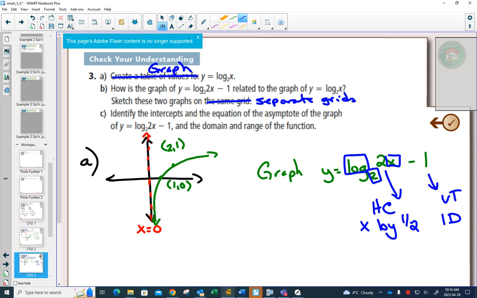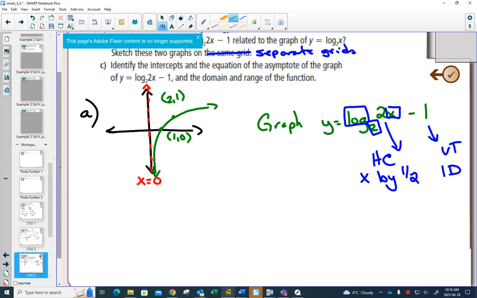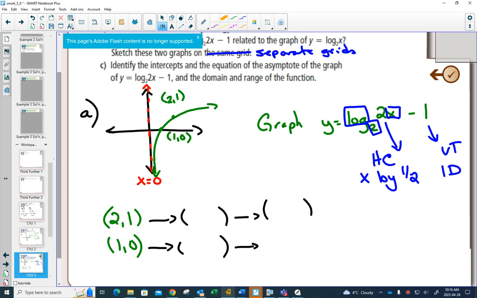And we're going to do the same process that we did in our transformations unit. We are going to take our 2 points on our original graph, which are 2 comma 1 and 1 comma 0. We are going to do stretches and compressions first, then translations. So we need to multiply x by a half and then move 1 down. X by half will be 1 comma 1 and 1 half comma 0. Moving 1 down, we'll change this to 1 comma 0 and 1 half comma negative 1.